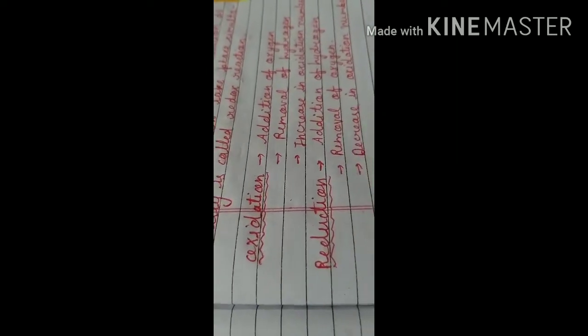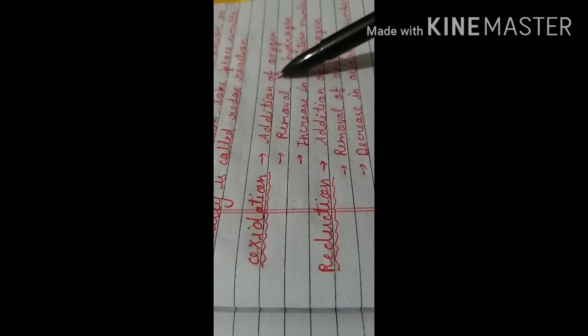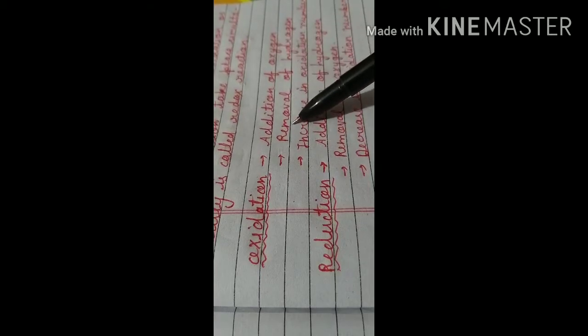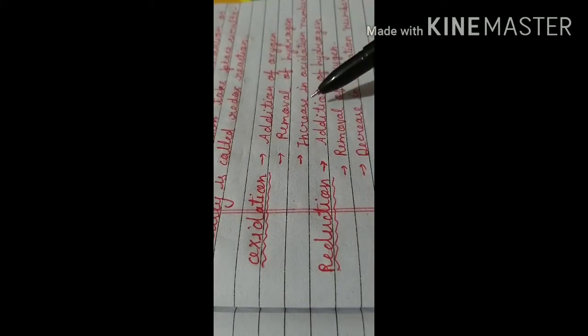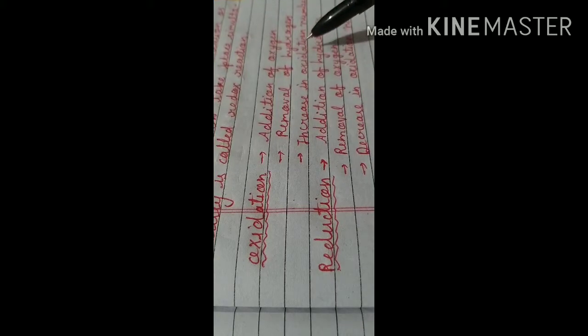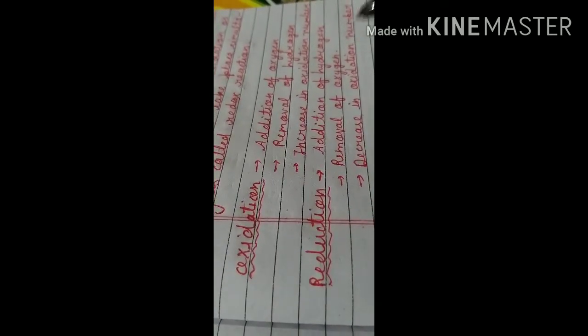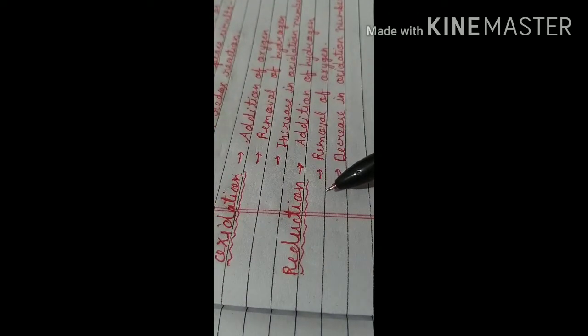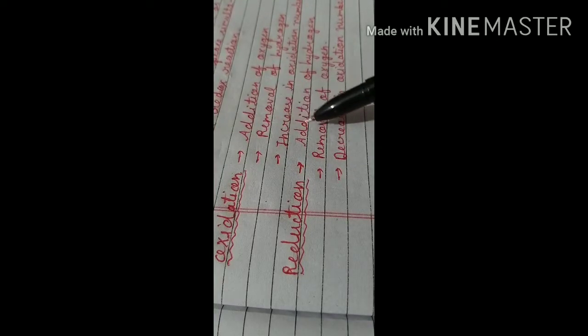Here I have written a few points. Oxidation means the addition of oxygen, or you can say the removal of hydrogen, or the last term which I have written, the increase in the oxidation number. We will discuss the oxidation number in detail, how to find it out, in the next session. Now let us see what is reduction. Reduction is addition of hydrogen, removal of oxygen, or the decrease in the oxidation number. Just the opposite of the oxidation process, that is the reduction.